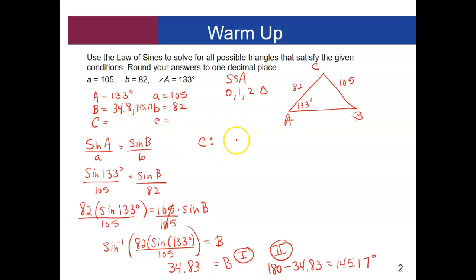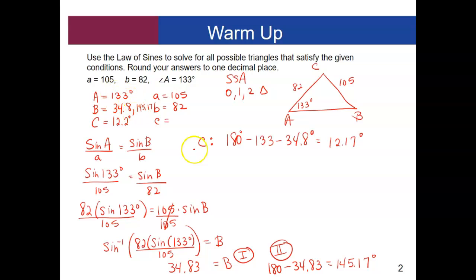So when I'm looking for angle C, I know the angles of a triangle add to 180, so I'm going to start with 180. I'm going to take away the angle that I know, which is 133. I'm going to take away the angle that I just found, the 34.8. And when I do that, I'm going to see that my angle C is going to be 12.17. Again, rounding to one decimal place will be 12.2.